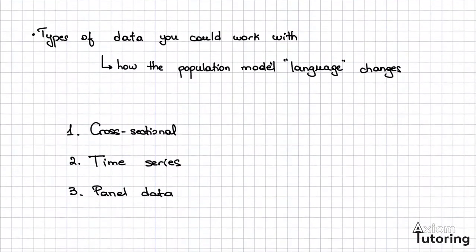Types of data you could work with. So we've got cross-sectional, time series, panel data. From the last video, we know that the generic way we're going to write a model looks like y equals beta 0 plus beta 1 x1, and I'm going to stop here just for the sake of the exercise, plus the error term.